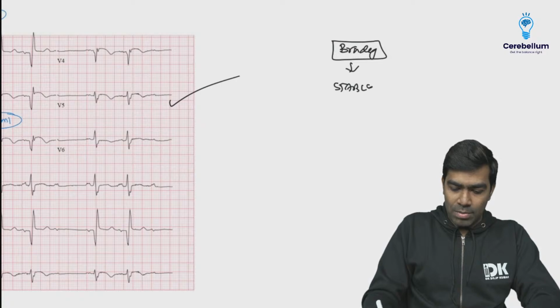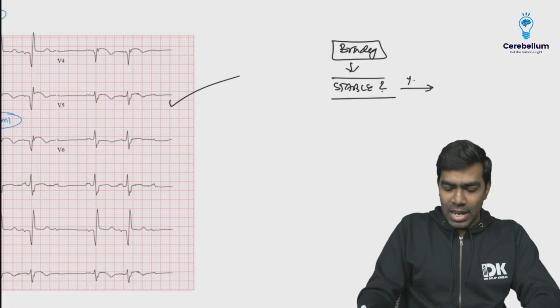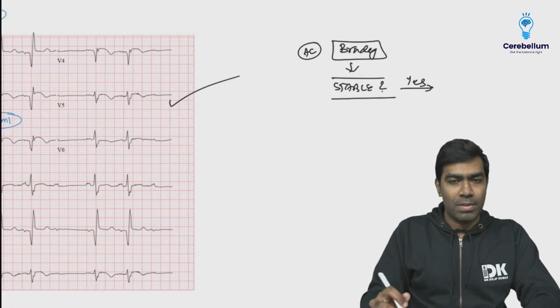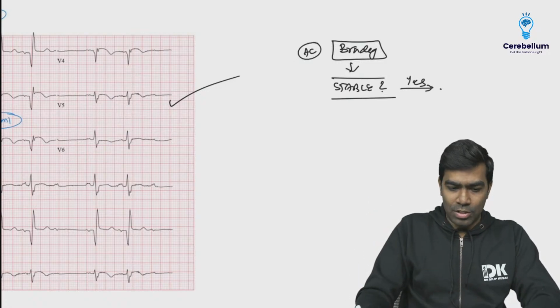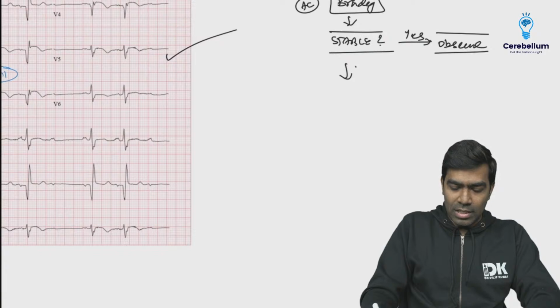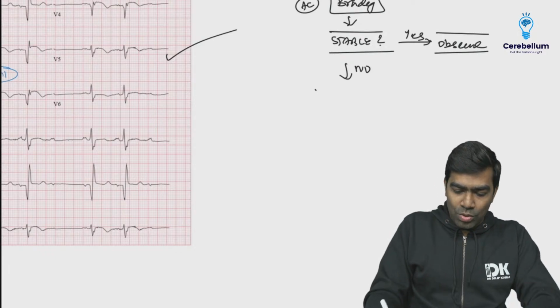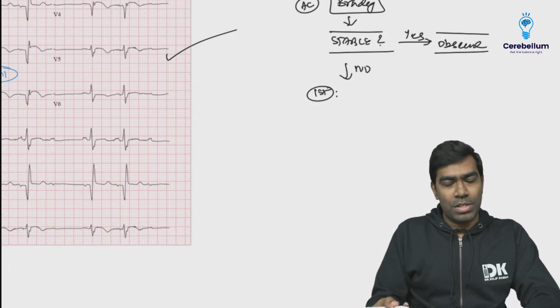Stable or unstable. That's what you need to look at, the next step. If the patient is stable, if it's an acute bradyarrhythmia, just observe the patient. That's all. Nothing more than that is required. If the patient is not stable, if the patient is unstable, then what are you going to do? You are going to do some intervention, management.